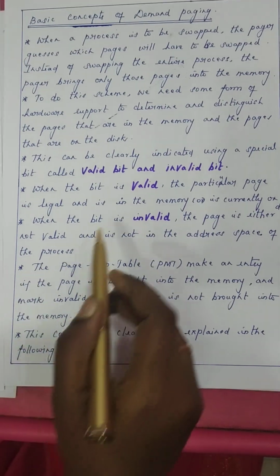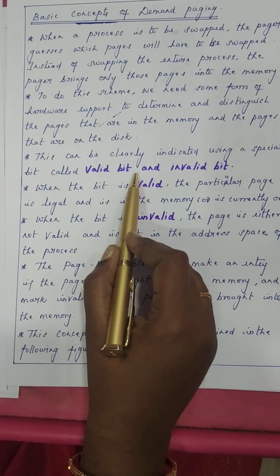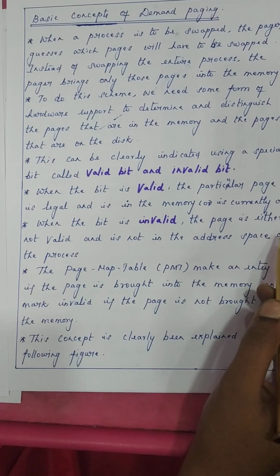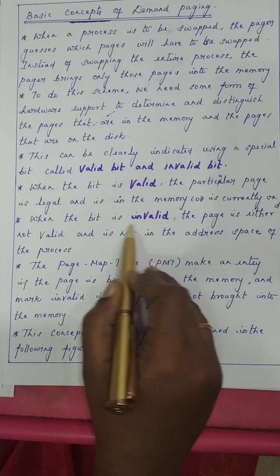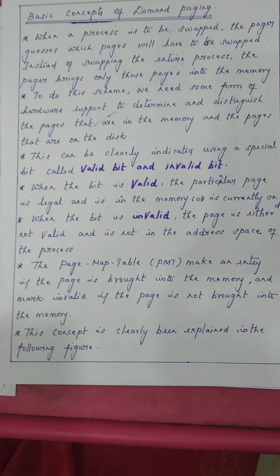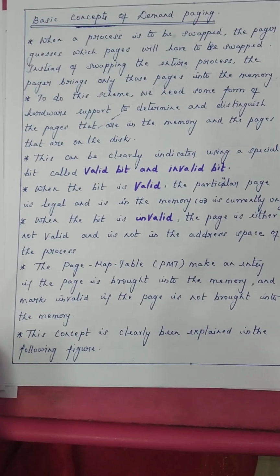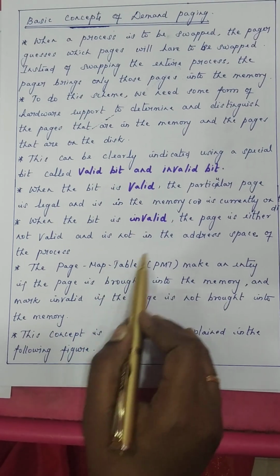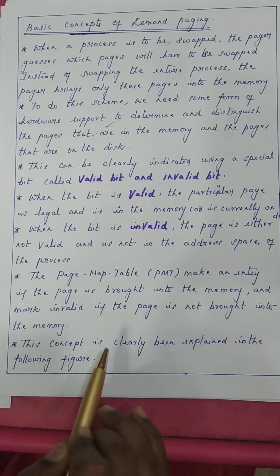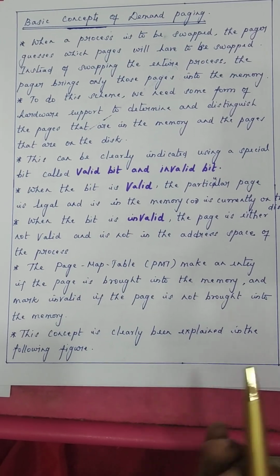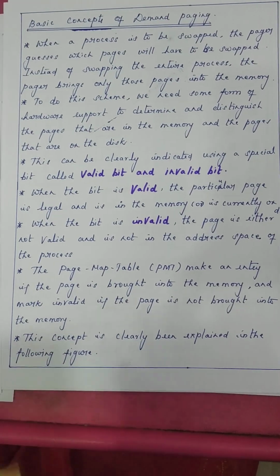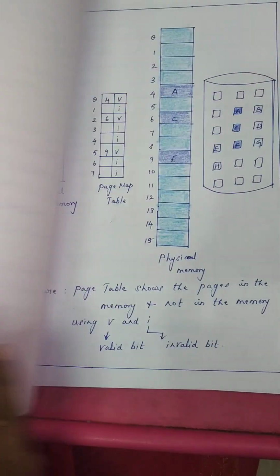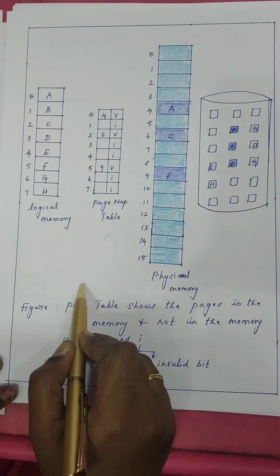Whereas an invalid bit means the page is not valid and it is not in the logical address space itself. So whenever the bit is valid, the particular page will be either in the physical memory or in the disk, whereas if it is invalid, the page is not in the logical address space itself. Using the page map table entry, whether it is V or I, we can identify whether that particular page is in the physical memory or is an invalid page. This concept has been clearly explained in the following diagram.